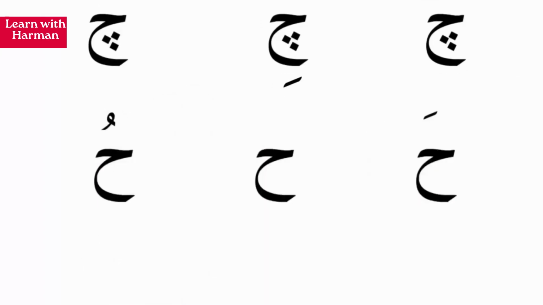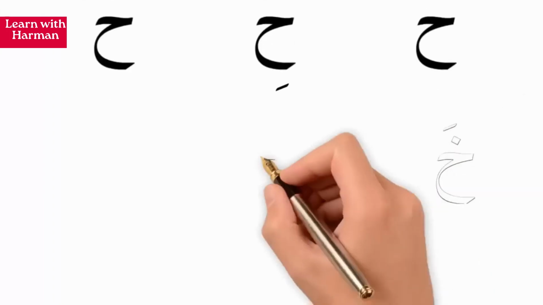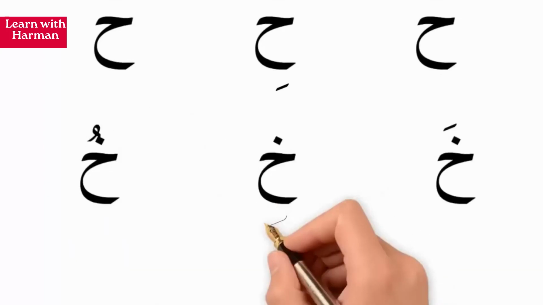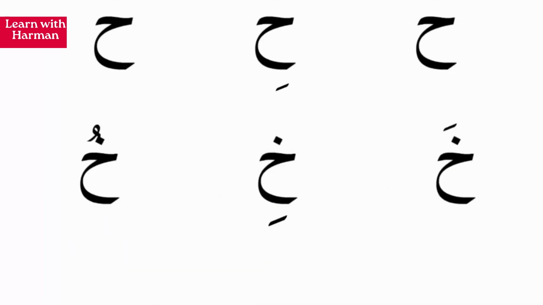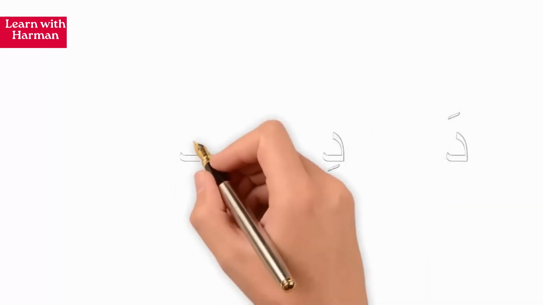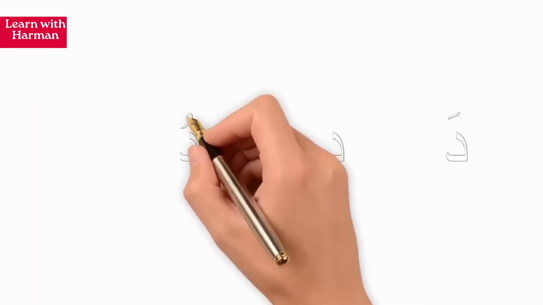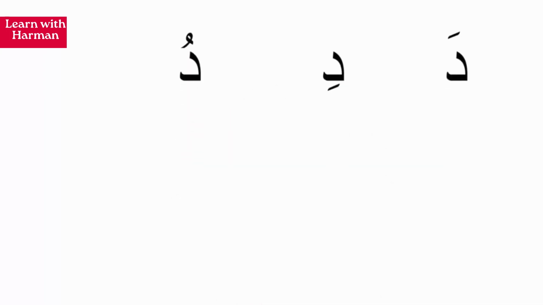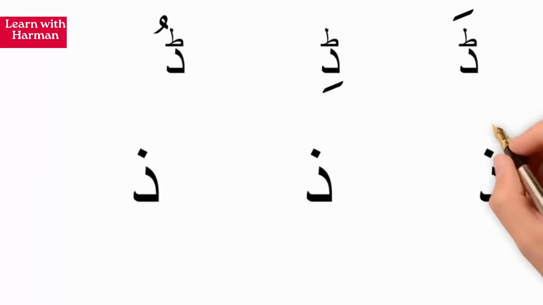He Zabar Ha, He Zer Hi, He Pesh Hu, Ha Hi Hu. Khe Zabar Kha, Khe Zer Khi, Khe Pesh Khu, Kha Khi Khu. Dal Zabar Da, Dal Zer Di, Dal Pesh Du, Da Di Du.